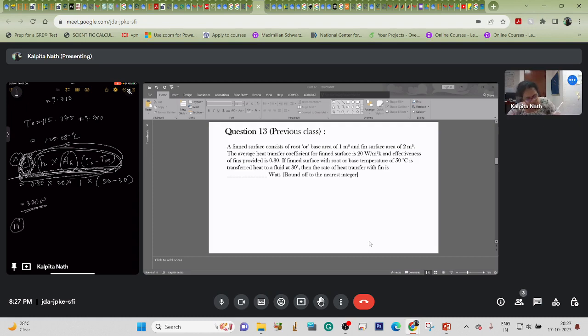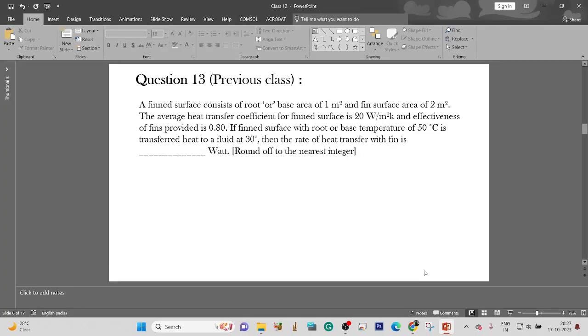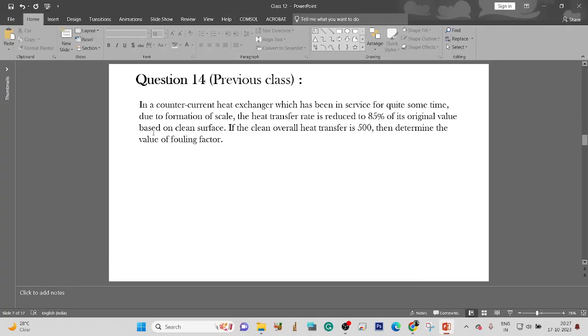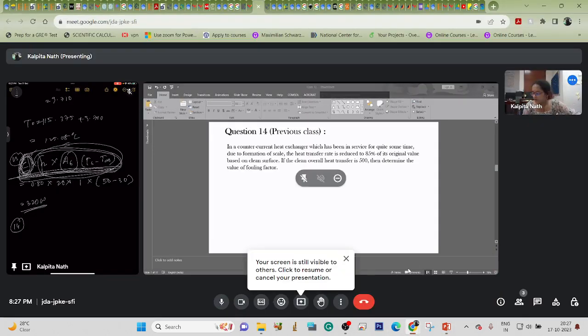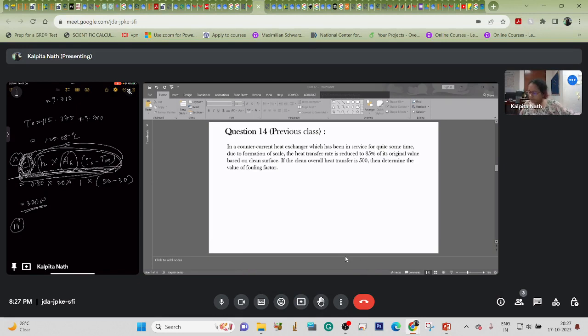Yeah. So let's proceed to the next question. In a countercurrent heat exchanger which has been in service for quite some time, due to formation of scale the heat transfer rate is reduced to 85% of its original value based on the clean surface. If the clean overall heat transfer coefficient is 500, determine the value of the fouling factor. So we have to find out the value of the fouling factor. So what we can do here, first of all, is find the fouling factor.